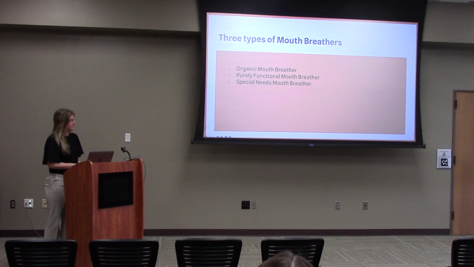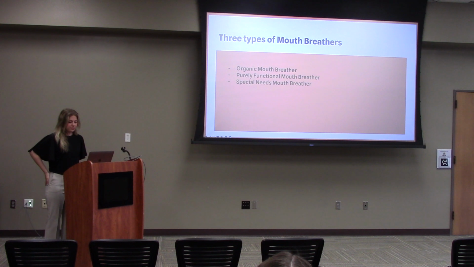There are 3 types of mouth breathers. The first is the organic mouth breather, which is someone who has a mechanical obstruction, which makes nasal breathing more difficult. Examples of this mechanical obstruction were the deviated nasal septum, which was shown on the earlier slides, and large adenoids or chronic sinusitis.